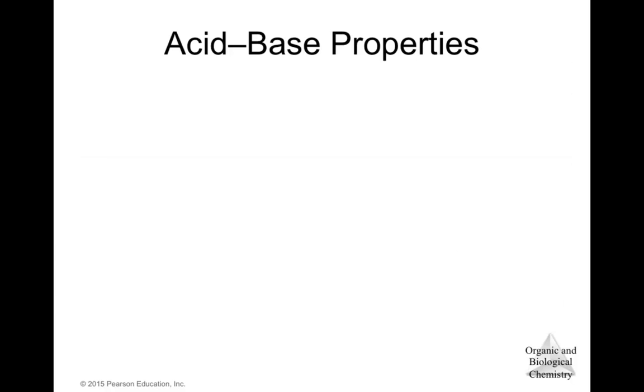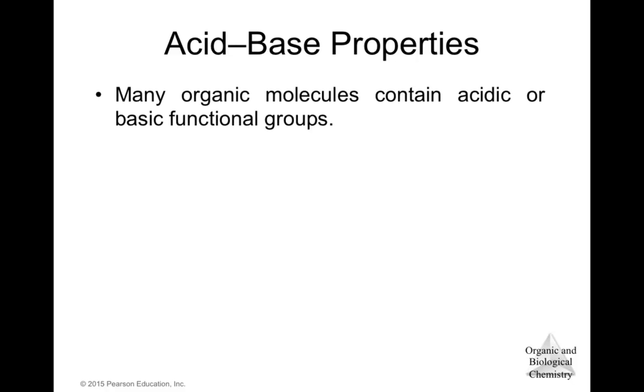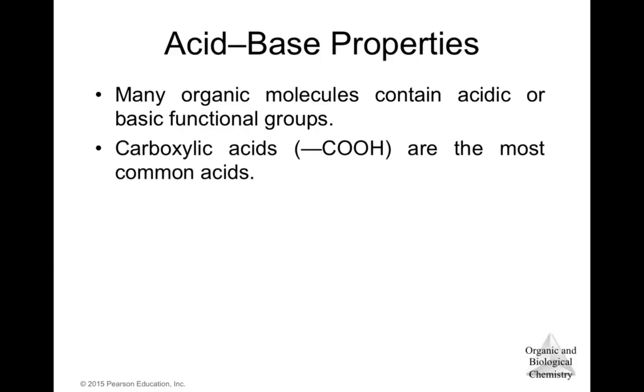So we also have another concept that is known as the acid-base properties. Many organic molecules contain acidic or basic functional groups. One of them is known as the carboxylic acids. This is COOH, carbon double bond oxygen, oxygen, and hydrogen. They are the most common acids in organic chemistry.